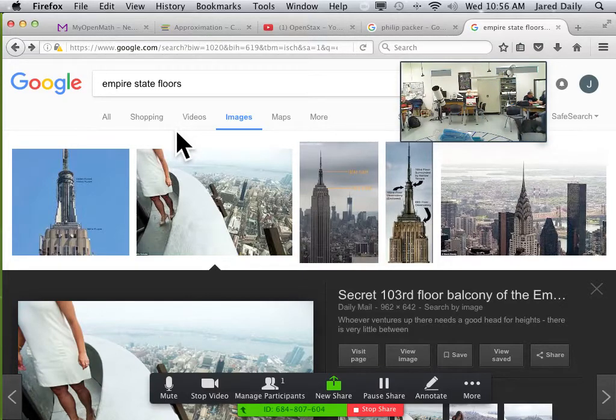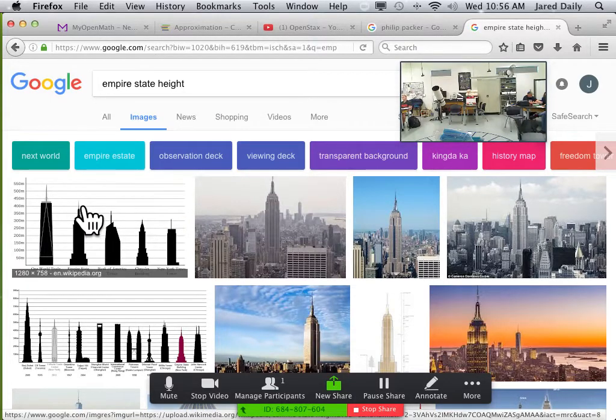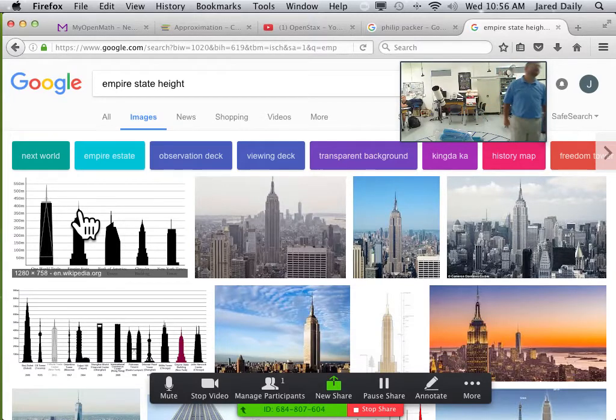We've approximated 400 meters. The Empire State Building is 400 meters. Not bad, right? That's approximation for it. It's exactly 400 and something meters, but yeah, that's pretty good. That's approximation. If you want to approximate the thickness, let's see if I've got some.